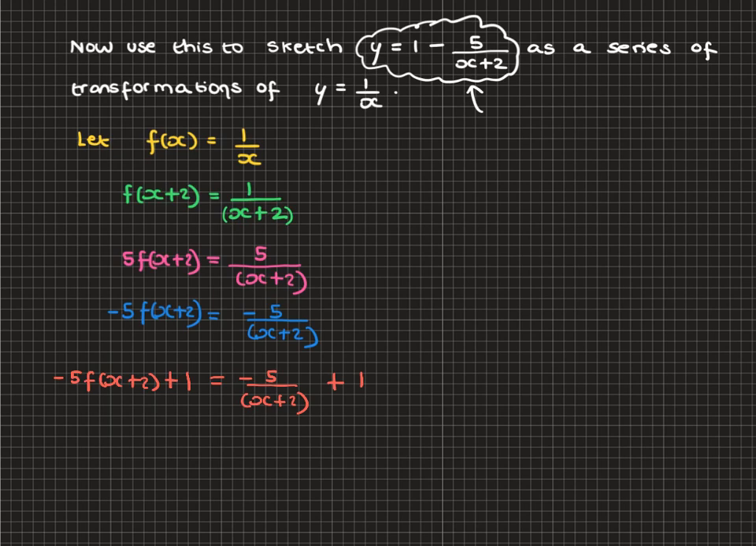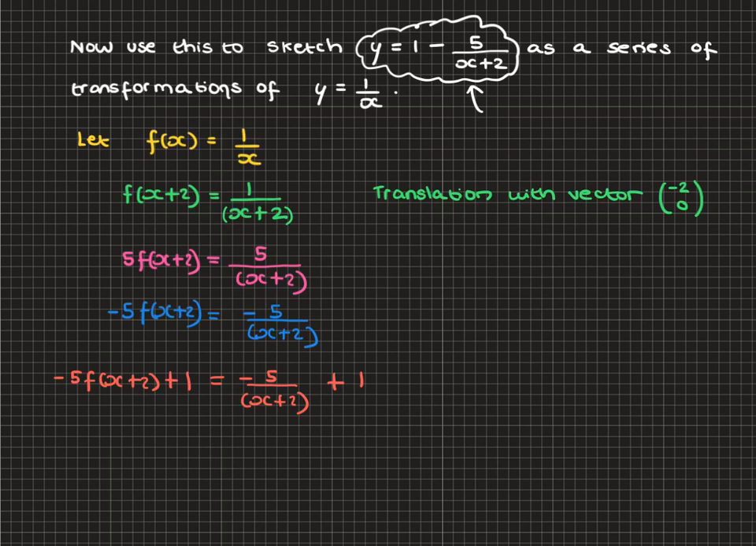So what are the different transformations that have taken place? Let's list them. So first of all, we've of course started with f of x equals 1 over x. Now the first transformation, f bracket x plus 2, is of course a translation. So this is a good opportunity to recap our knowledge of transformations. This is a translation with a vector negative 2, 0.